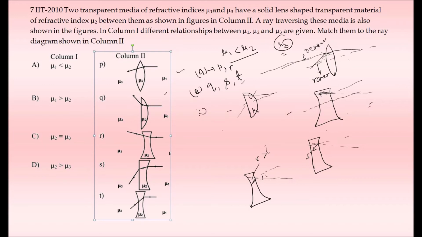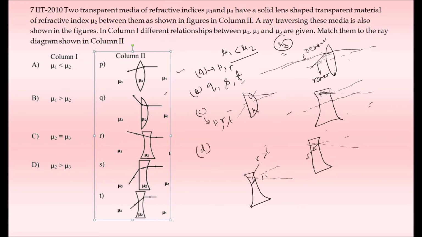Now if you see the option C, then mu2 is equal to mu3. So when mu2 is equal to mu3, it means these two mediums have the same refractive index. So we will not observe any deviation at the second surface. So we don't have any deviation at the second surface in figure P, in figure R and in figure T. So for C we have P, R, T are correct.